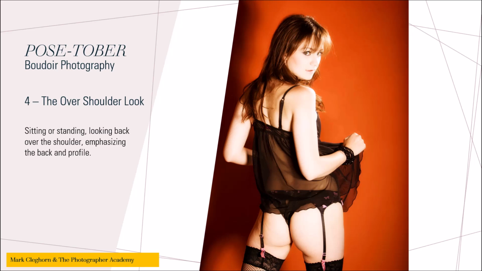So the fourth pose is the over the shoulder look, and it doesn't matter if you've got a rock chick client in, as we see here, or a classic silk drape covering the body. Pretty much it works for all. Sitting or standing, it's an easy one because all the client has got to do is look back over the shoulder. This is a really great pose to emphasize the back and the profile. And if you've seen the images we've done with the silk sheet where the back is fully exposed, it's a beautiful image to do this with.